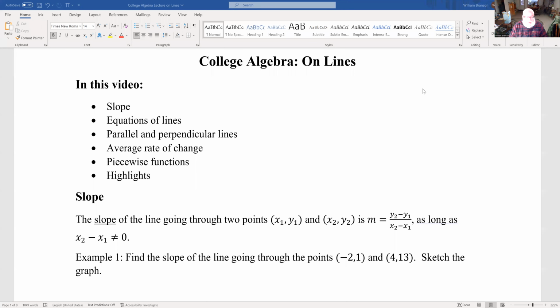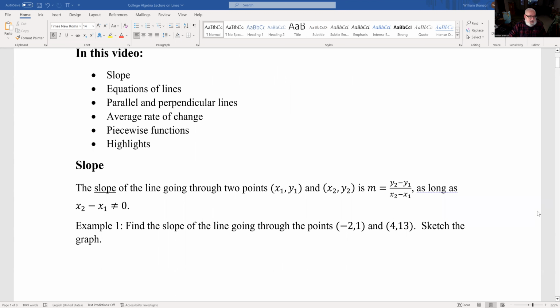Okay, a few words about lines. So we'll talk about slope, equations of lines, parallel and perpendicular lines, average rate of change, and then piecewise functions at the end. And then at the end of the lecture notes, there are some highlights.